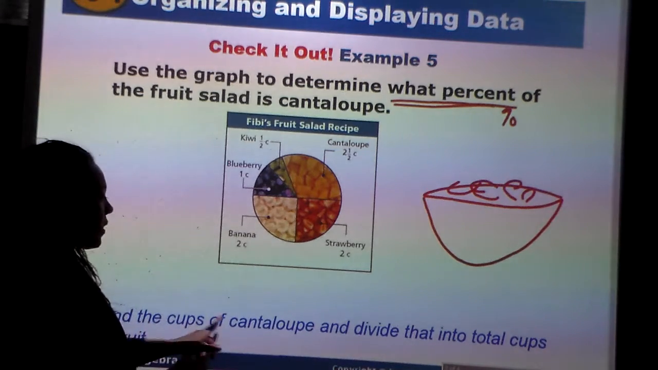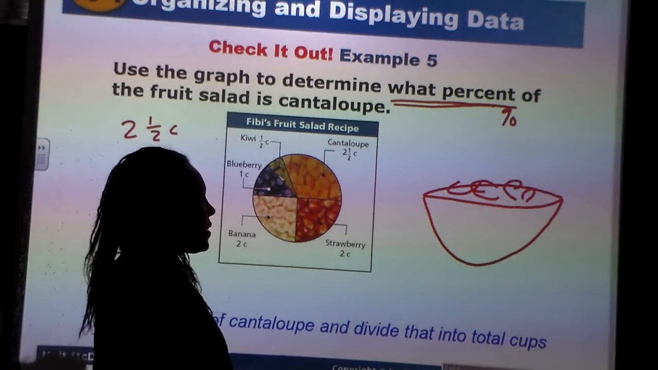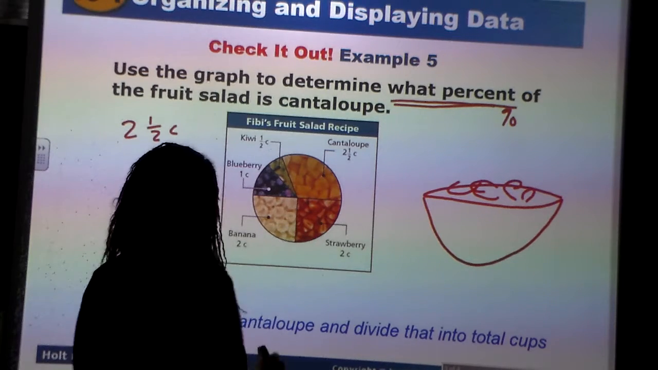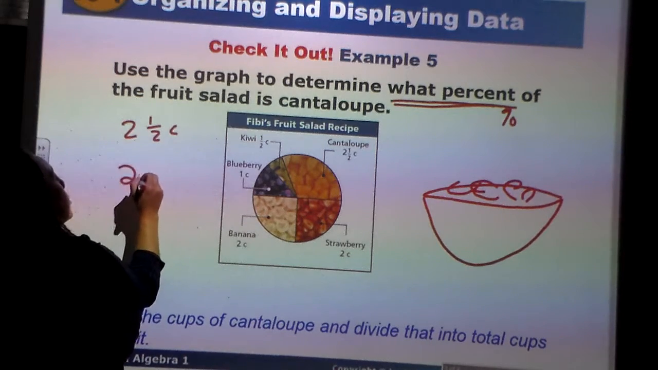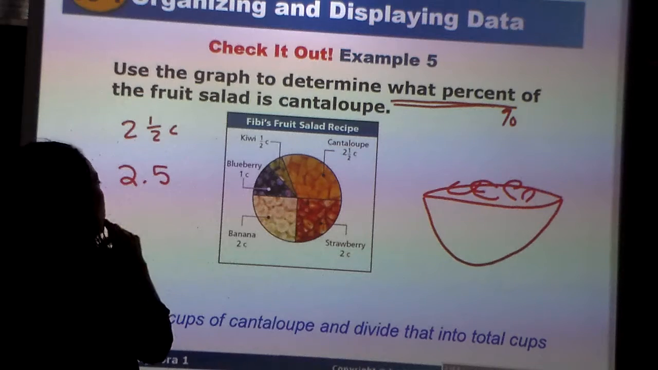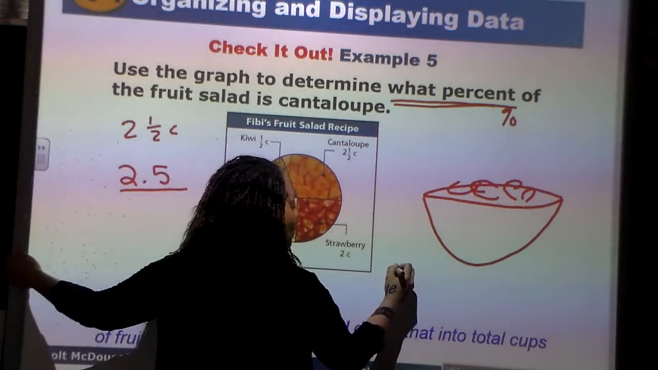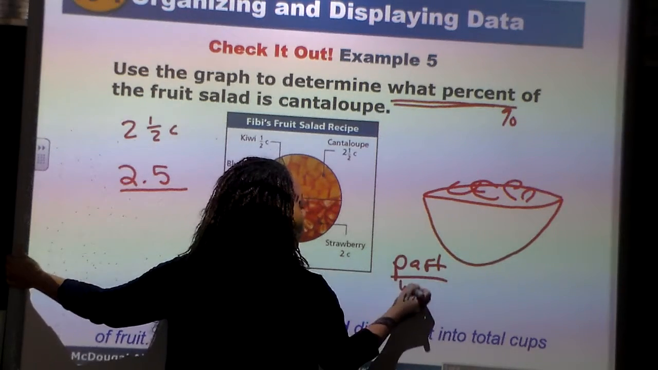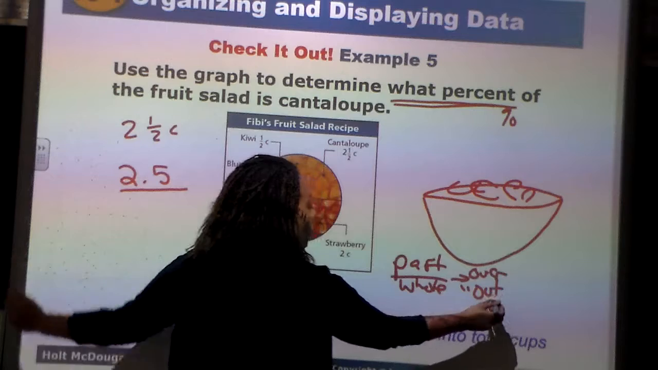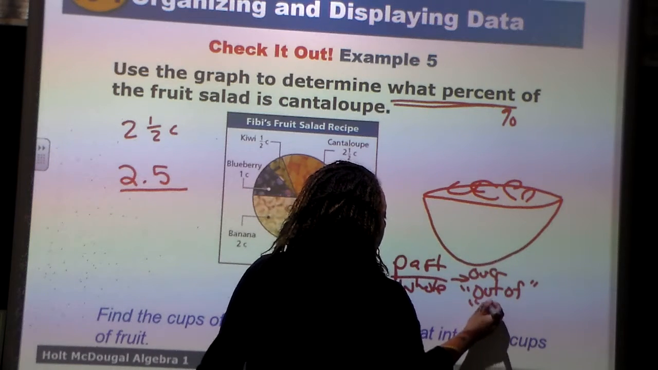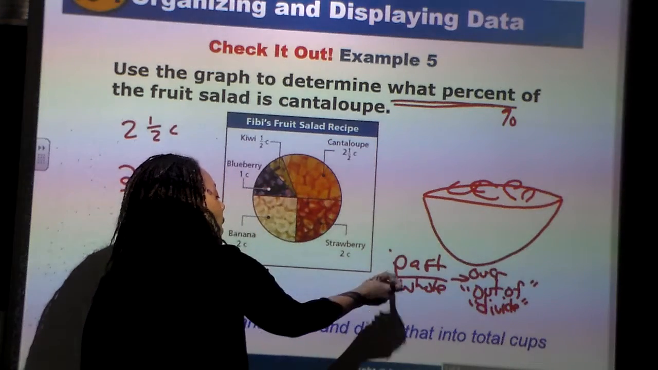So what you want to do is you want to find the cups of cantaloupe. So we have 2.5 cups of cantaloupe. And you want to divide that into the whole. So here's how you would want to set this up. So we're going to use 2.5 as a decimal. So I'm going to put 2.5. So 2.5 cups out of all the cups. So when you say it'll be the part over the whole. And when you say over, or I like to use this word out of, means divide. All right, so how much divided by the whole?